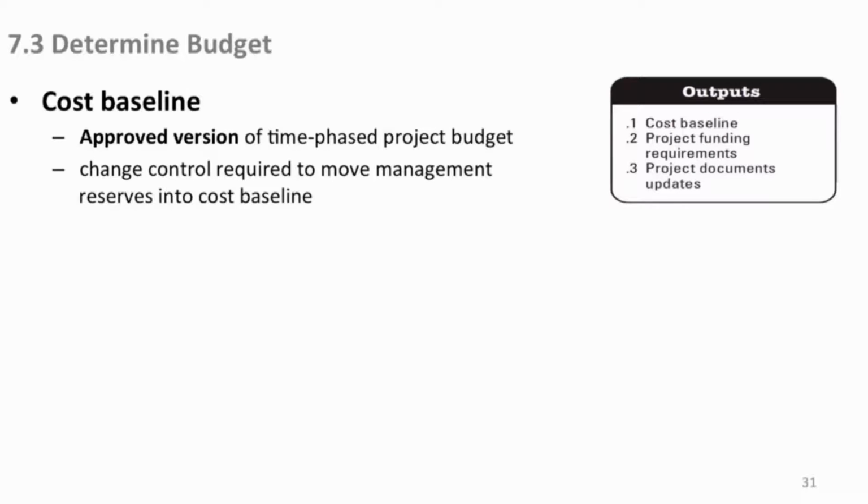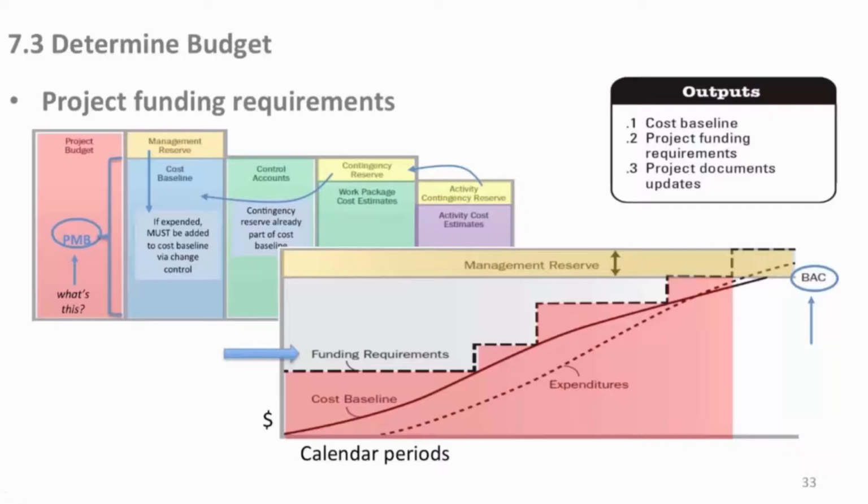Change control is always required now to move management reserve money. That's just up there. It's there, it's earmarked for you, although it may evaporate, and you need to make sure that doesn't happen, hopefully. But if you do use that for unknown risks, to pay for them and compensate for those events, you then need to take that money through change control and put it in your project budget as an official expense, in the cost baseline. Project funding requirements. Here's a good example of what that looks like.